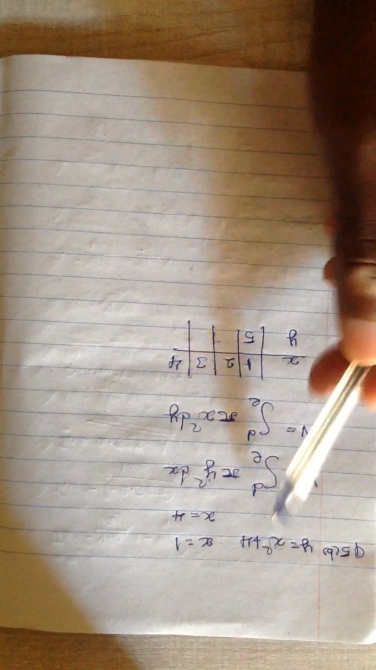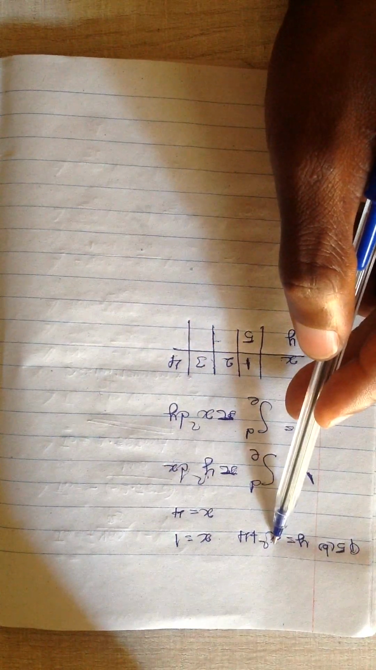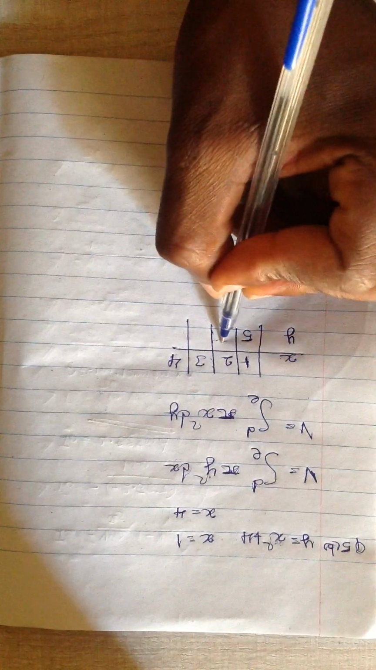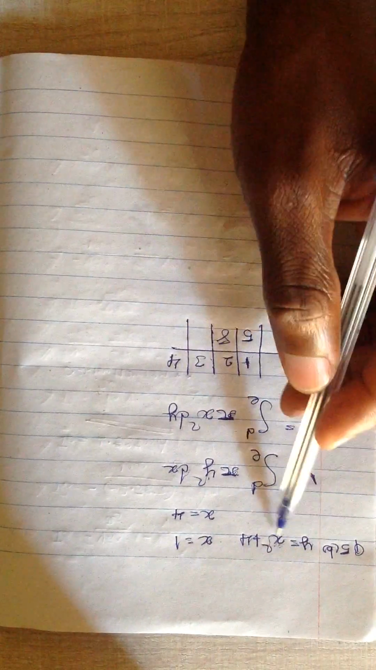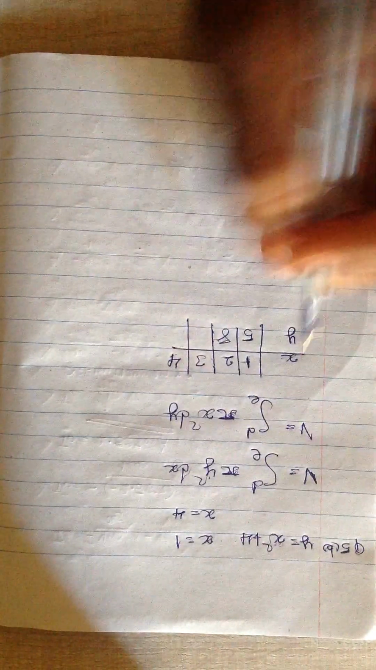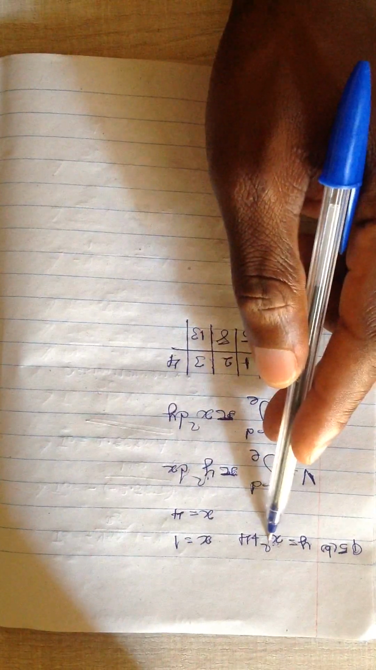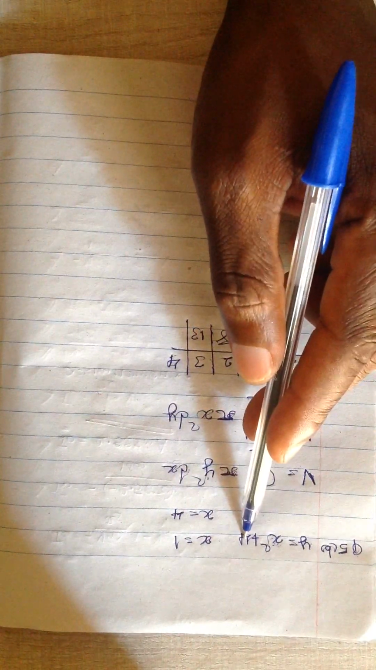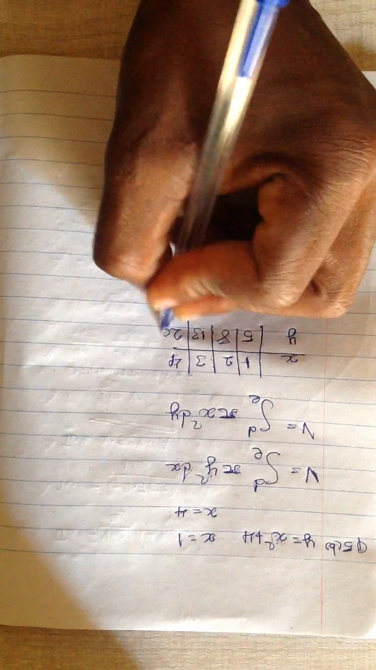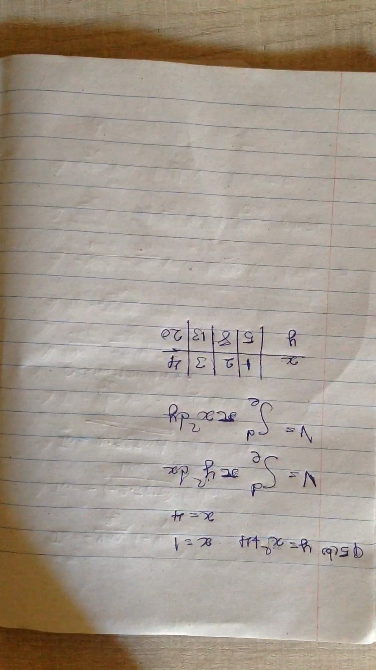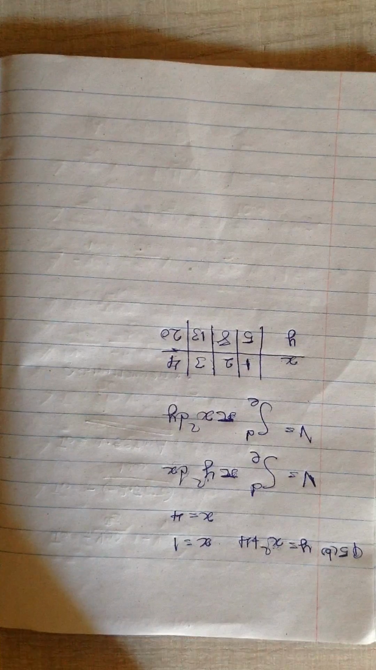2 squared, that's 4, plus 4 becomes 8. 3 squared, that's 9. What is 9 plus 4? Becomes 13. 4 squared, that's 16. 16 plus 4 becomes 20. Okay, so you have something like this, and you can plot it now.